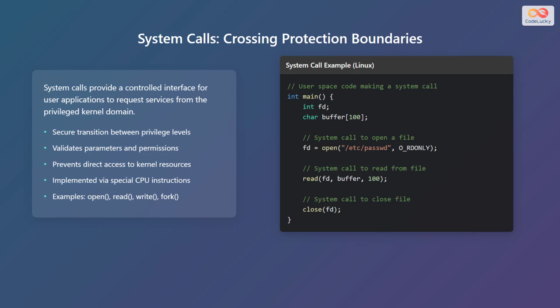System calls are typically implemented using special CPU instructions that cause a trap or interrupt, which transfers control to the kernel. And lastly, they include examples such as the open, read, write, and fork functions. The visual on the right shows a code snippet demonstrating how a system call is made in Linux. The code shows a user space program calling the open, read, and close system calls to open, read from, and close a file.